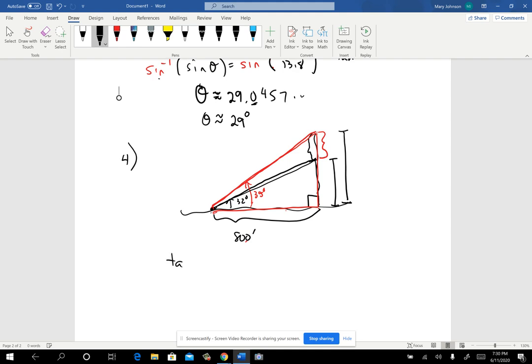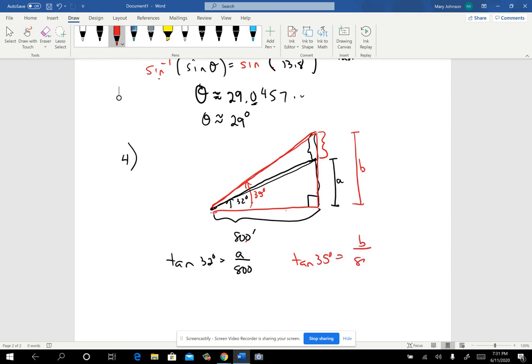We're going to say the tangent of 32 degrees equals, and let me call this A, equals A over 800. And then let me call the one that goes all the way from the top to the ground B. Then the tangent of 35 degrees, should do that in red, shouldn't I? I should color code it for you. Okay, all right, so let me do that one with a B. Then the tangent of 35 degrees would equal little b over 800.